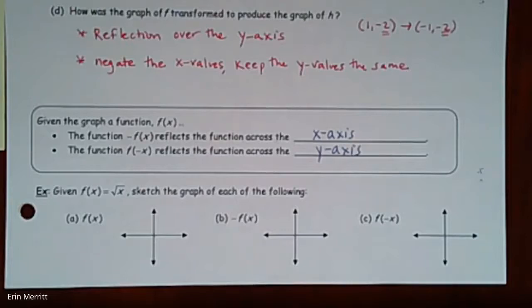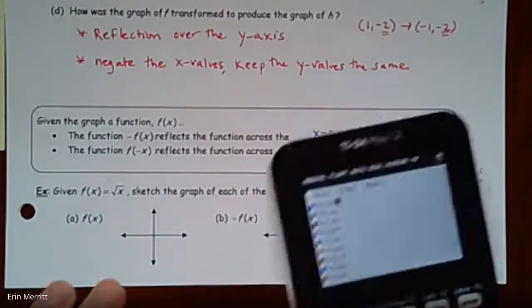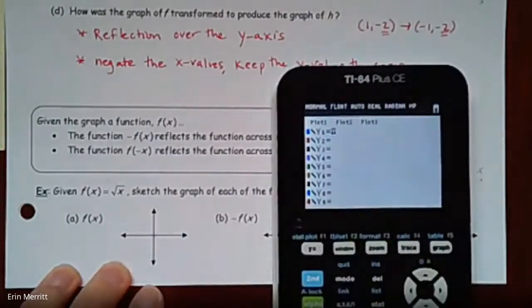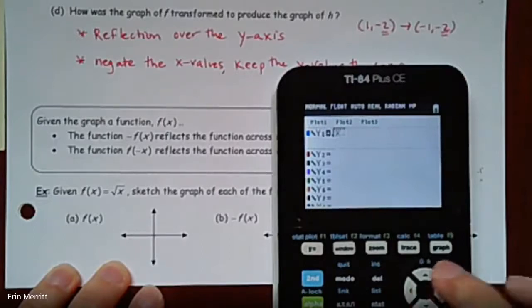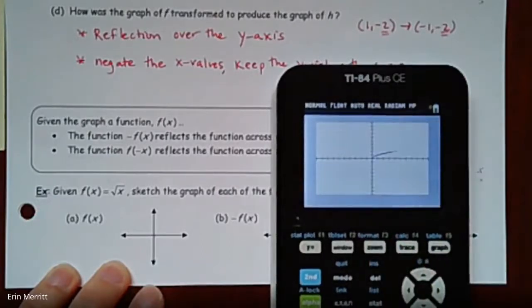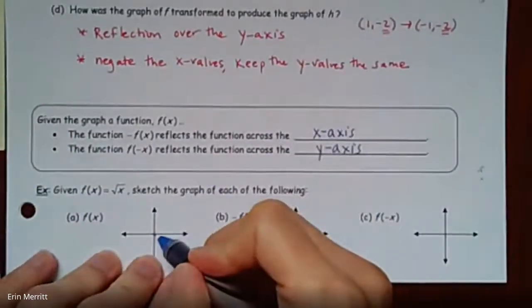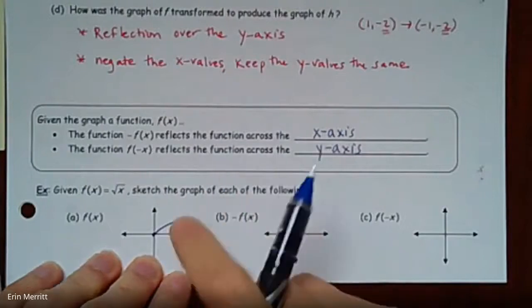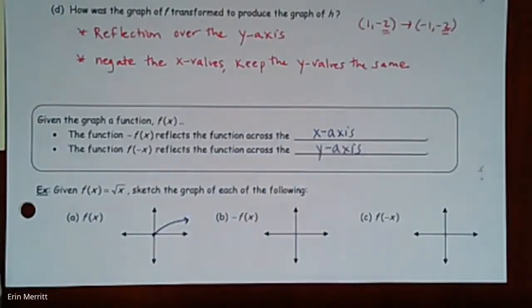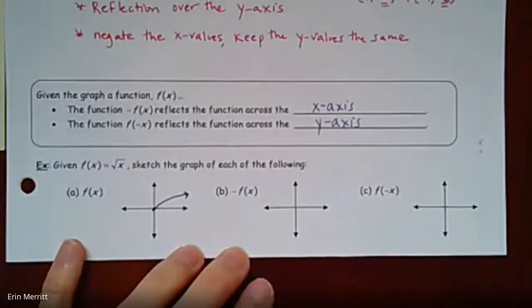So for this first one, it says, given the square root of x, sketch the function in each of the following. If you are not familiar with this one, that's why you have a calculator. You can go right up in here and enter square root of x. And if I zoom 6, just to make sure I'm on that home screen, you get half of a sideways parabola. It might not be completely obvious that that's what you're looking at, but I promise it is. It looks like this, and its starting point is right on the origin of 0, 0.